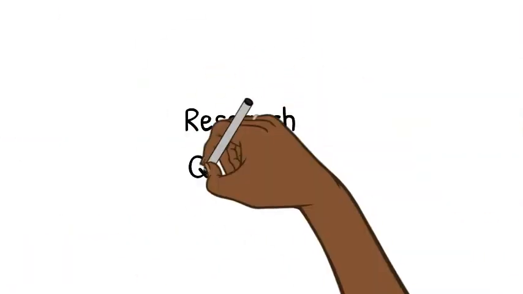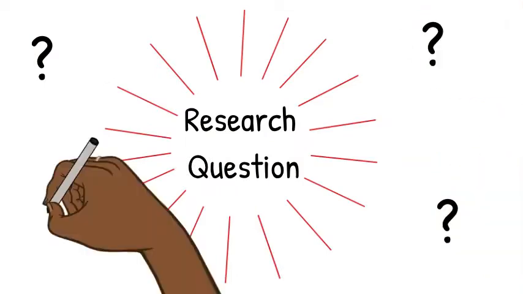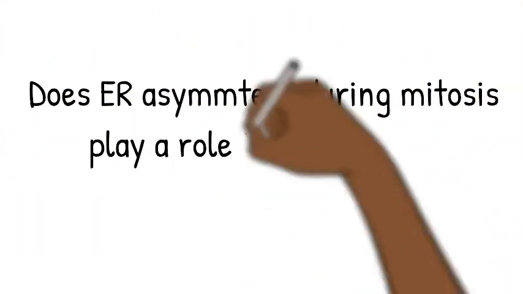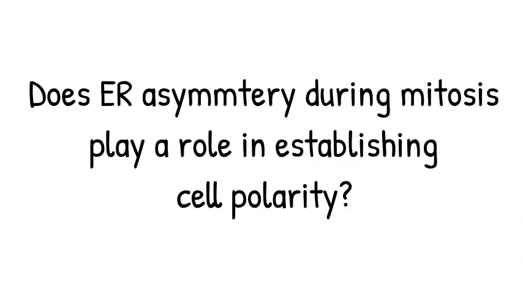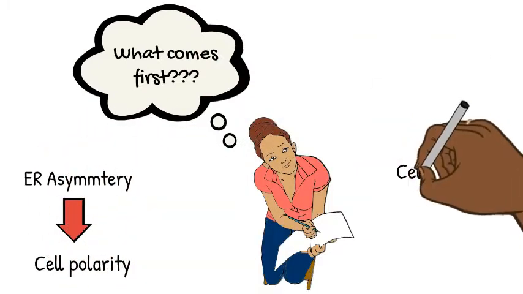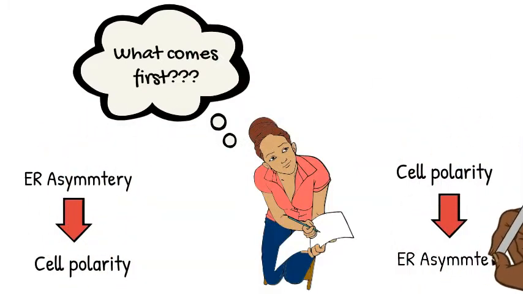This further led me to asking my particular research questions, which is, does ER asymmetry during mitosis play a role in establishing cell polarity? I wanted to know what comes first. Does the ER dividing asymmetrically cause cell polarity, or does having cell polarity cause ER asymmetry?